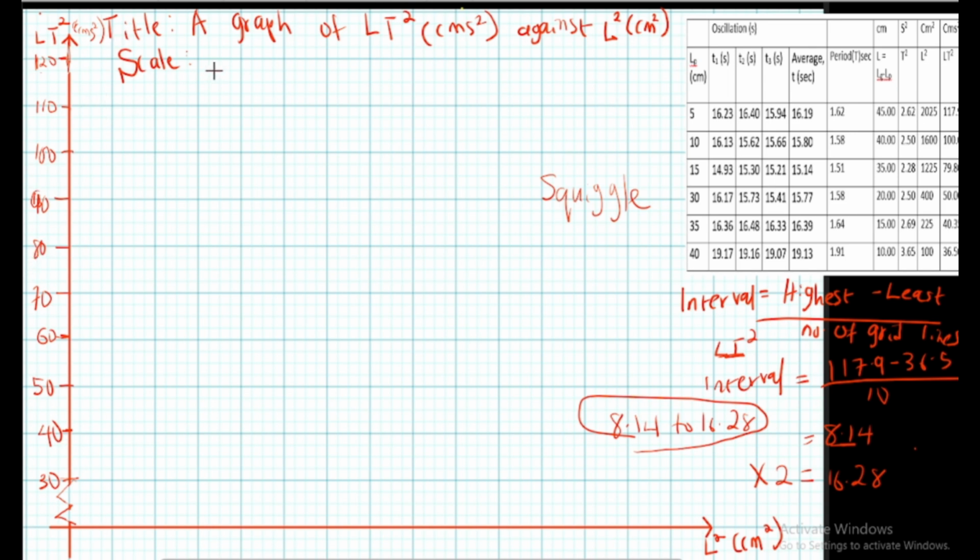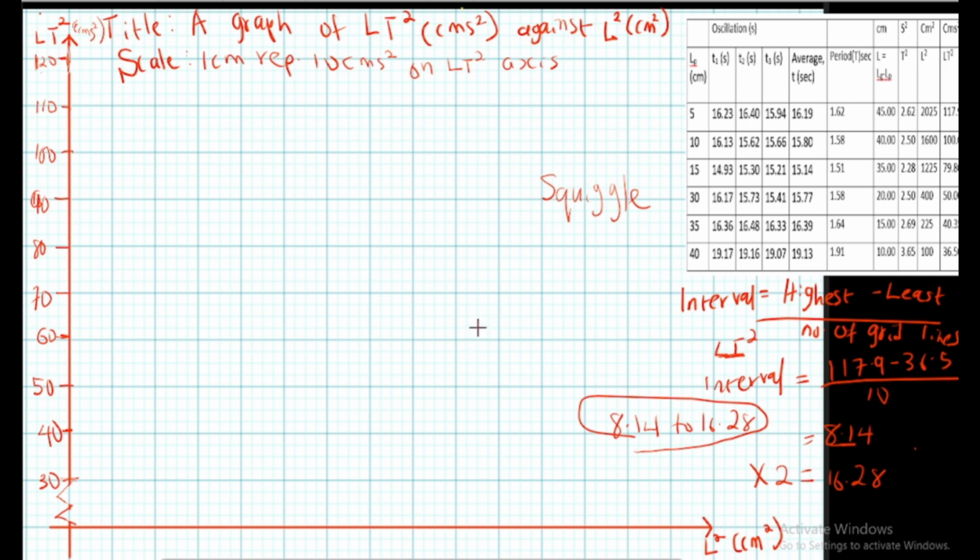So the scale for the vertical, you can see here for each 1 cm or for each big box, we are increasing by 10. So we say scale: 1 cm represents 10. What's the scale? The unit on the vertical axis, we have 10 cm second squared, 10 cm second squared on the LT squared axis. So this is our scale for the LT squared axis.